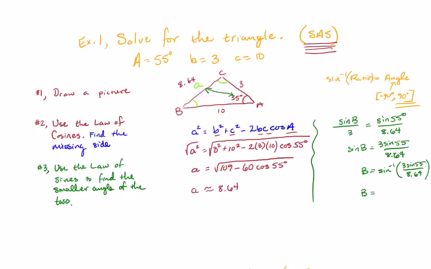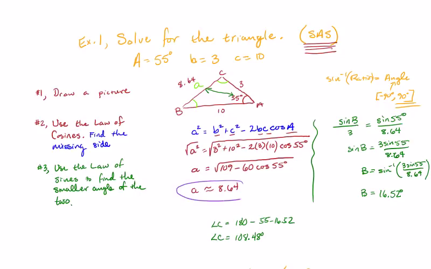So B would equal approximately 16.52 degrees. And so that's angle B. Then we can find angle C by doing 180 minus 55 minus 16.52, which will most definitely be obtuse, and that's going to be 108.48 degrees. And we wouldn't have been able to get that from the inverse sine.